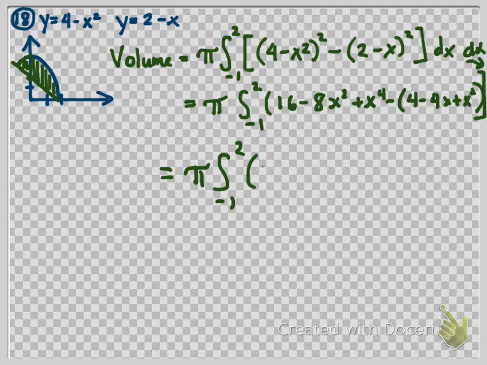Okay, try again. So we're going to have 12, and then minus 9x squared, and then plus x to the 4th, minus x squared. Wait, minus 4x. How about plus 4x?